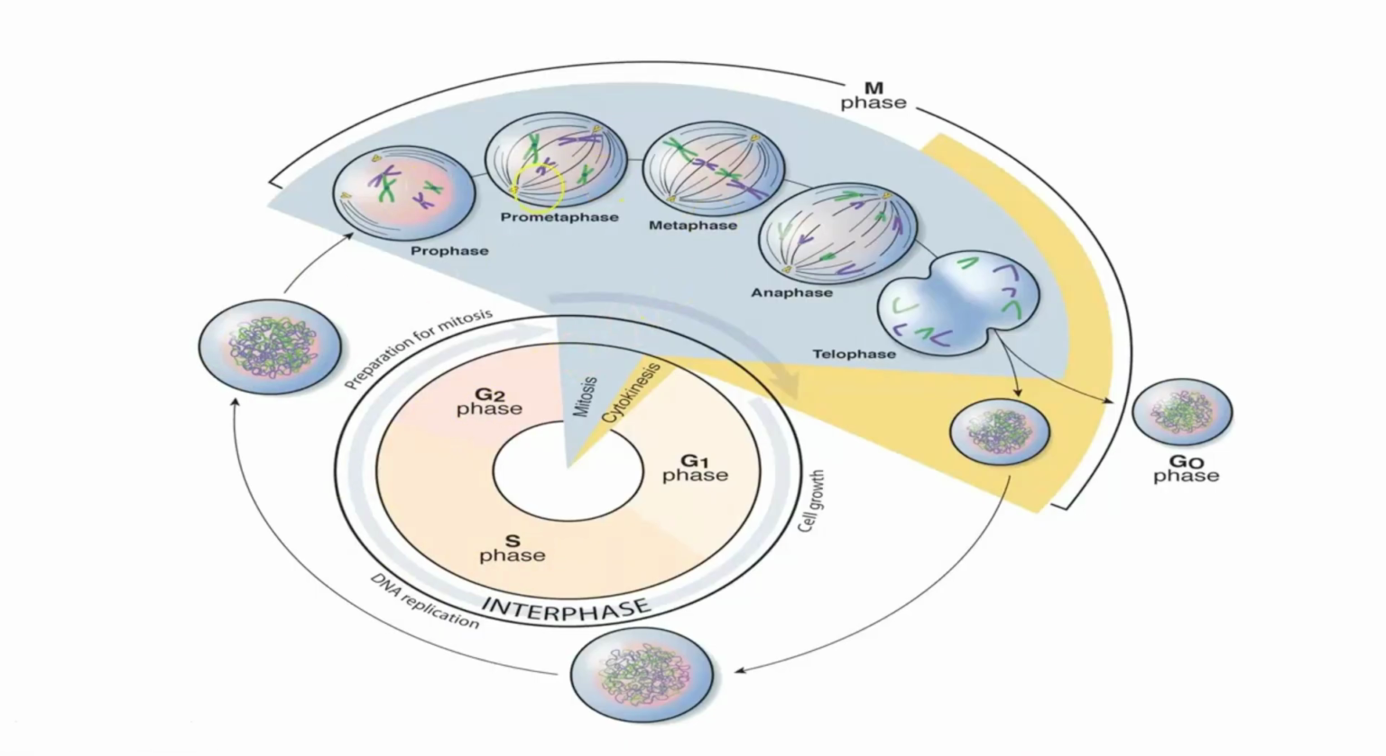So what happens in mitosis? The first stage is prophase, next prometaphase, metaphase, anaphase, telophase, and then cytokinesis, and then it divides into two individual cells. This is the outline of what happens in mitosis. Next, we will learn one by one stage in detail.